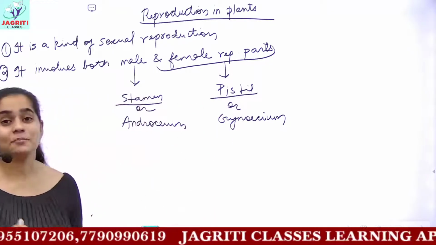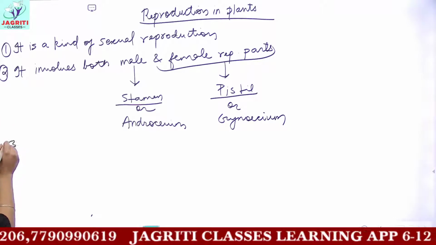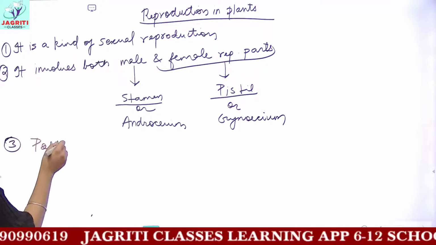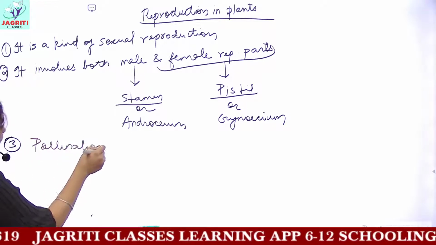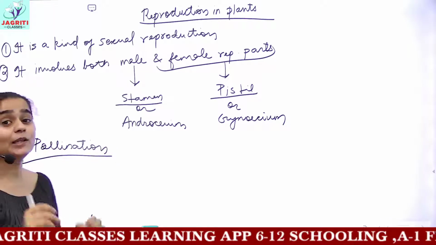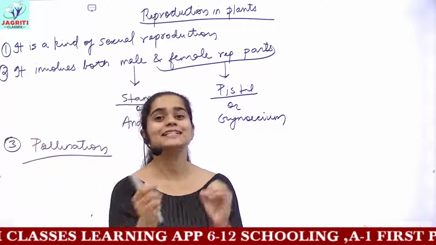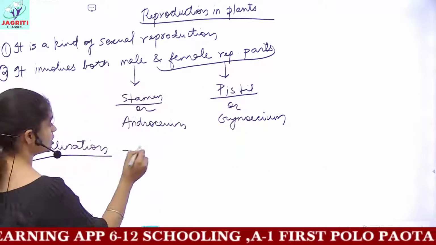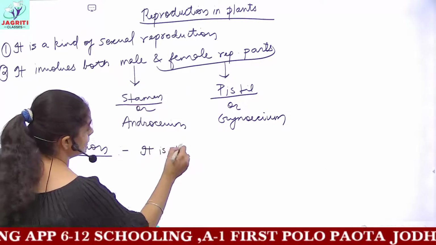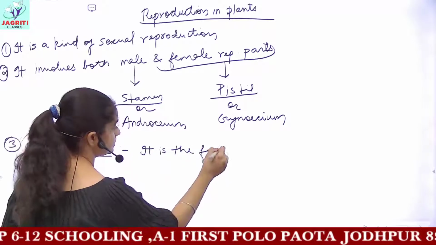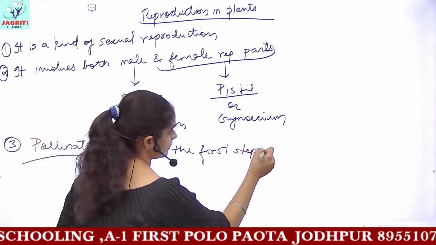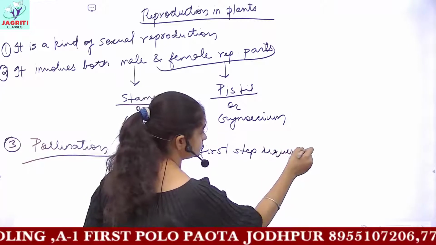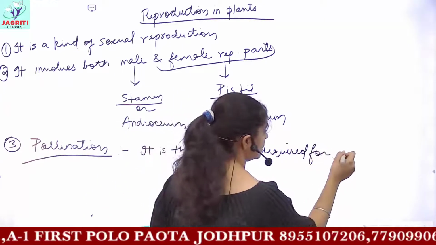the first step in reproduction would be the same which we discussed now, pollination. Because for reproduction, we require that the pollen grains from the anther must reach the stigma, which is your landing platform. So pollination is the first step required for reproduction.